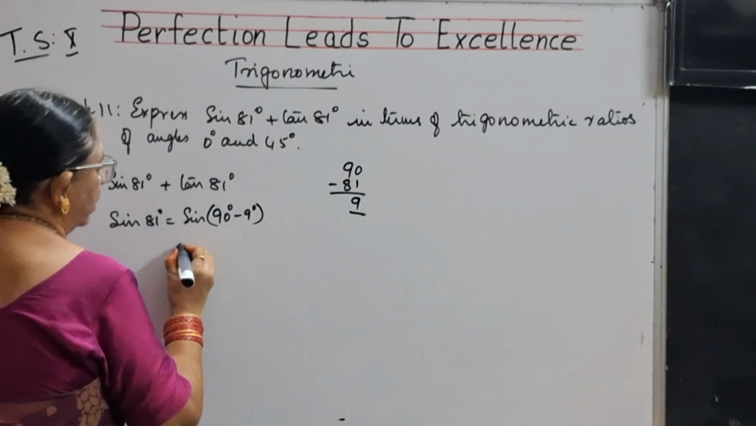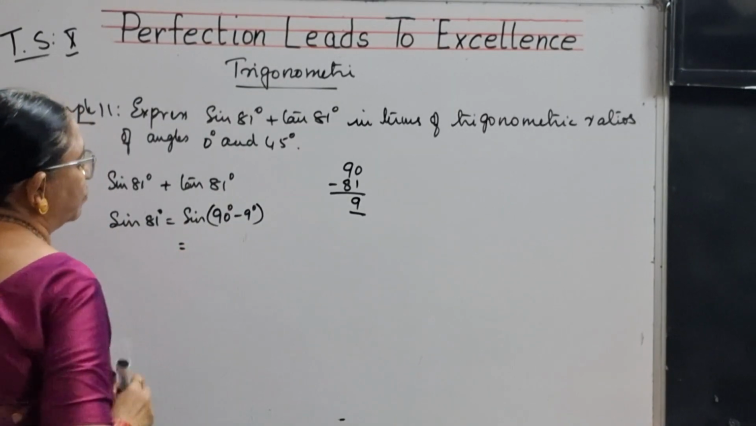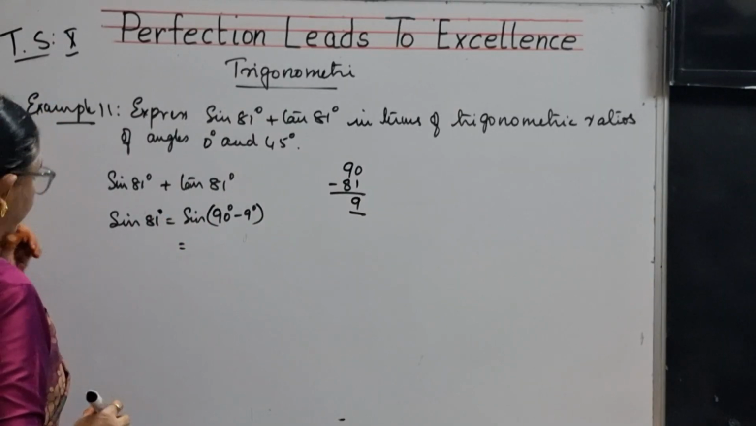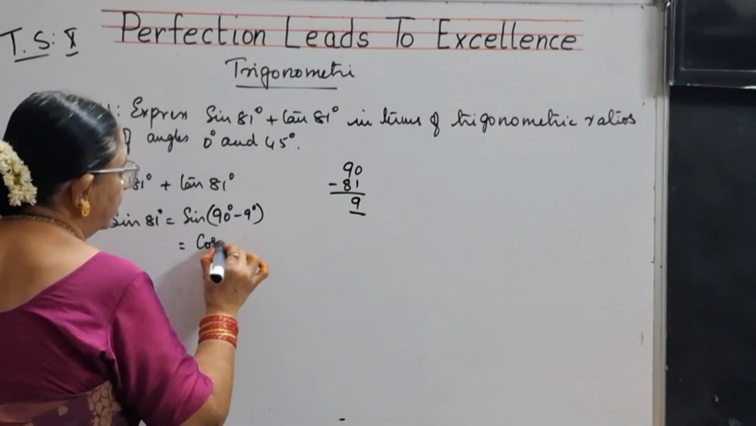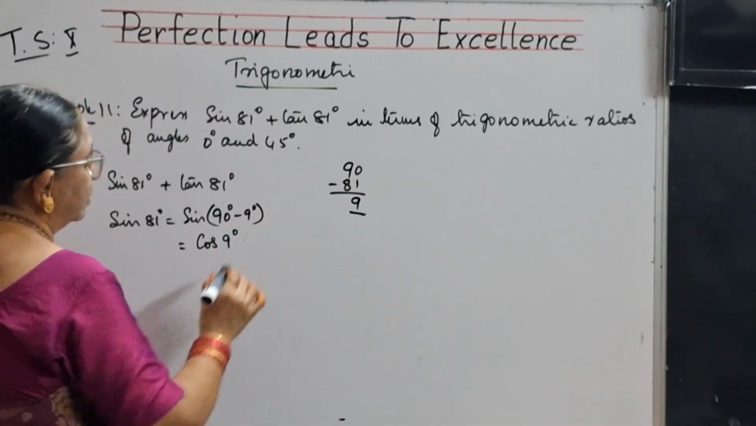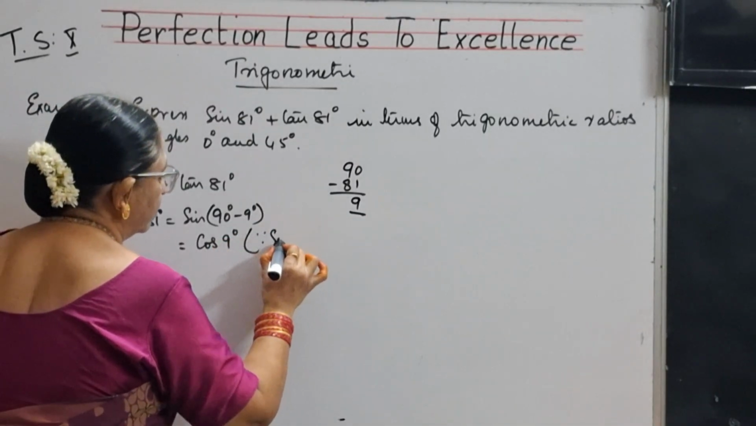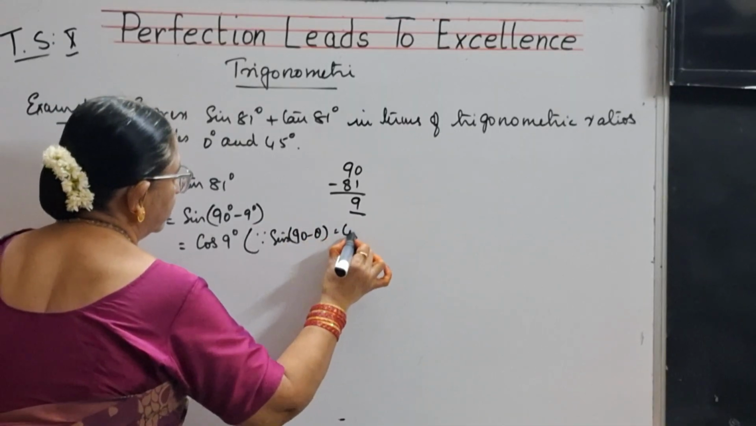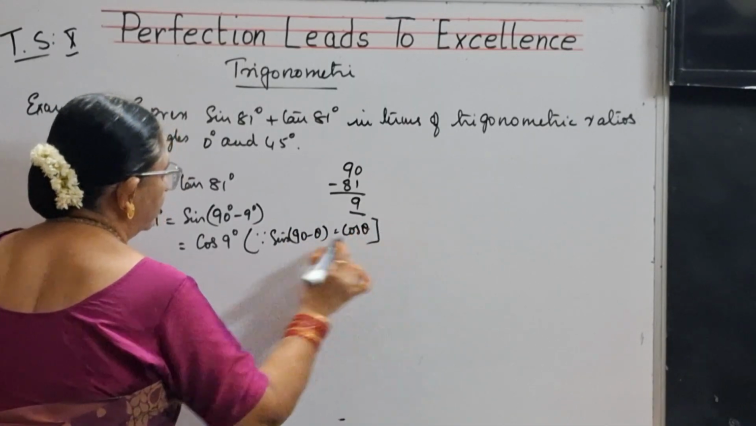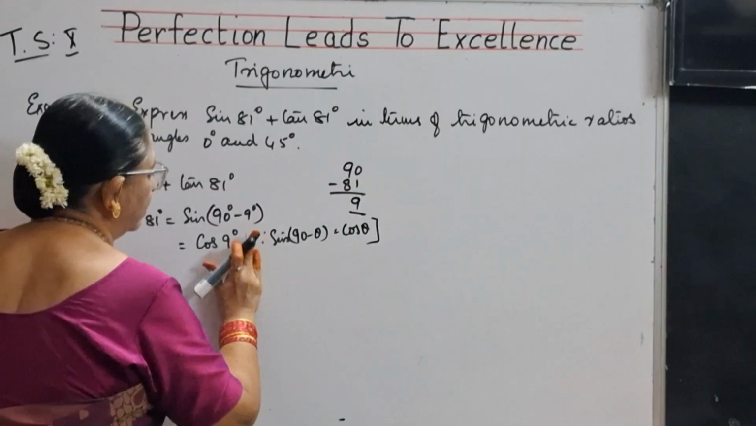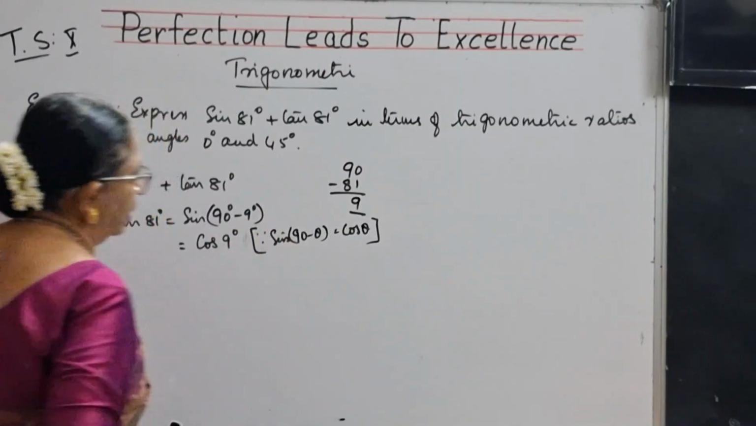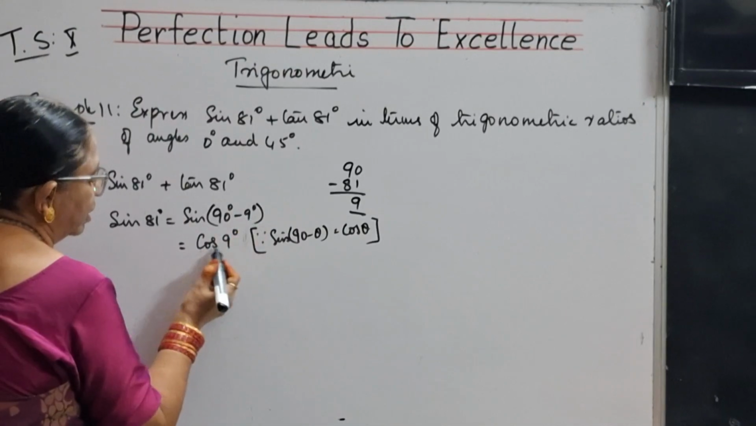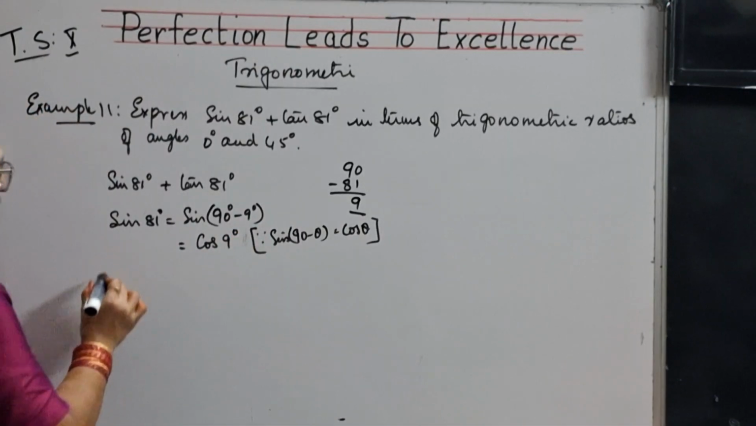Similarly, this is in the form of sine 90 minus theta. Sine 90 minus theta is cos theta. So you will be writing it as cos 9 degrees. What is the reason? Because sine 90 minus theta is equal to cos theta. We know that sine 90 minus theta is cos theta. So sine 90 minus 9 can be written as cos 9.